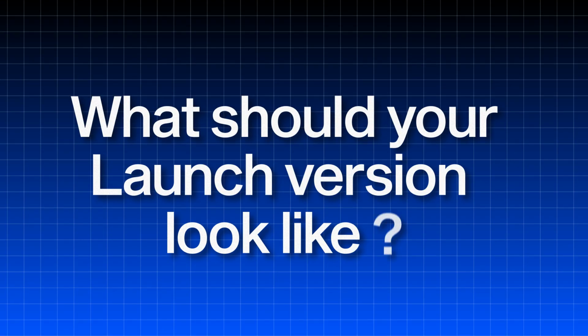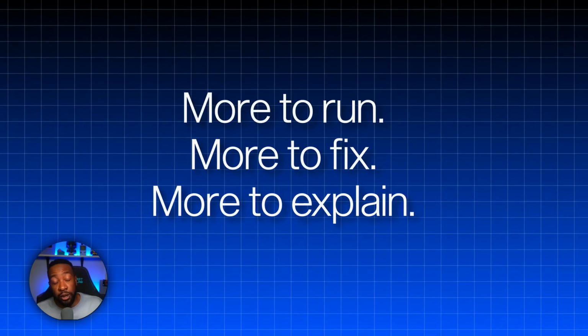Now, you have the transformation. You've got real demand. So what should your launch version look like? Most creators overbuild. They launch with 5 tiers, 10 channels, a content vault, live calls, automations, and no members yet. Every extra feature is extra friction. More to run, more to fix, more to explain.